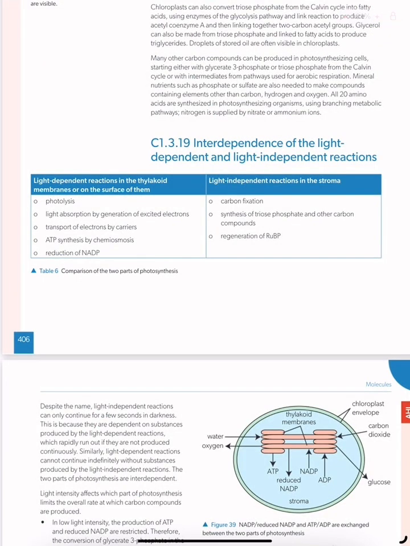So we have the light-dependent and light-independent reactions. The first is the process that takes place in the thylakoid membrane, and the second is the Calvin cycle. As I've said, the light-dependent reactions take place in the thylakoid membrane through these processes, and the light-independent reactions, which is the Calvin cycle, take place in the stroma.